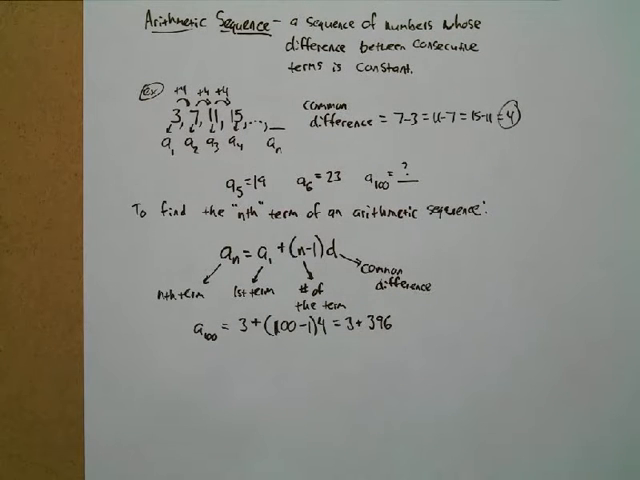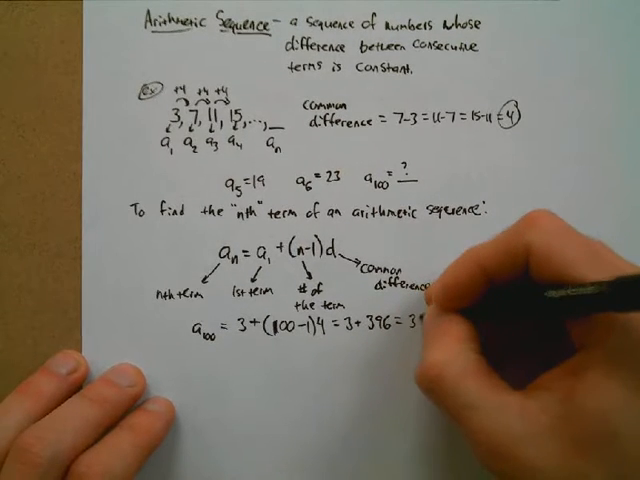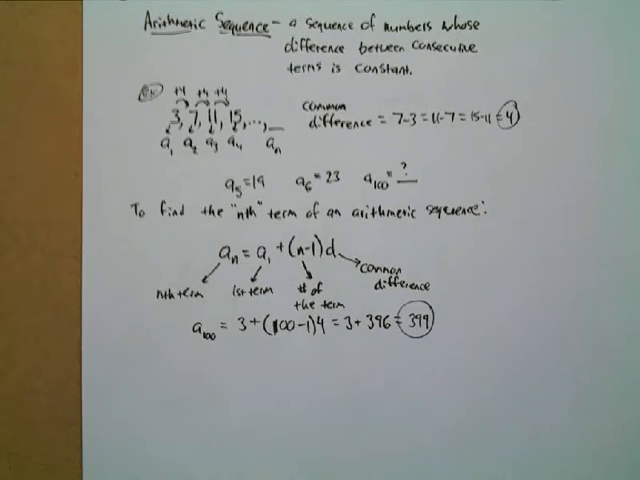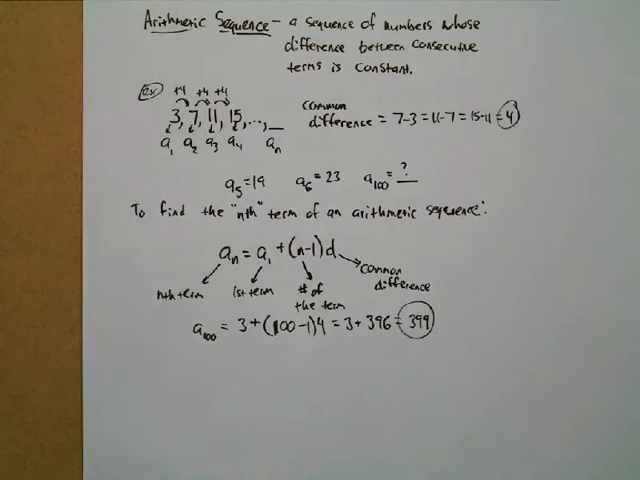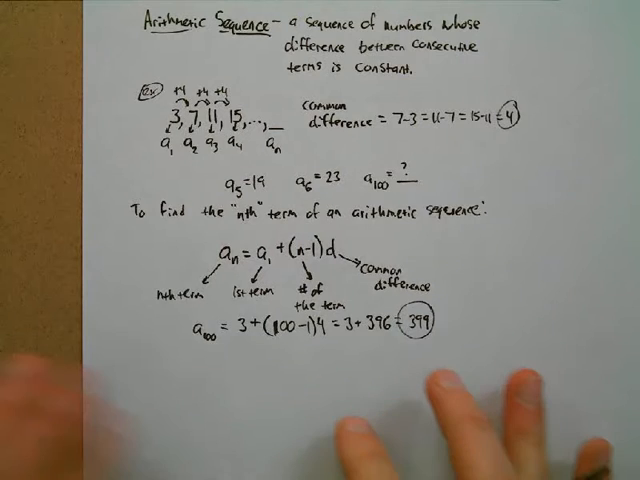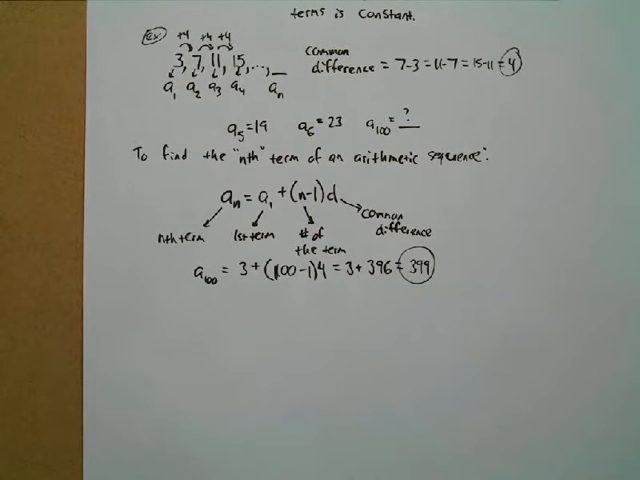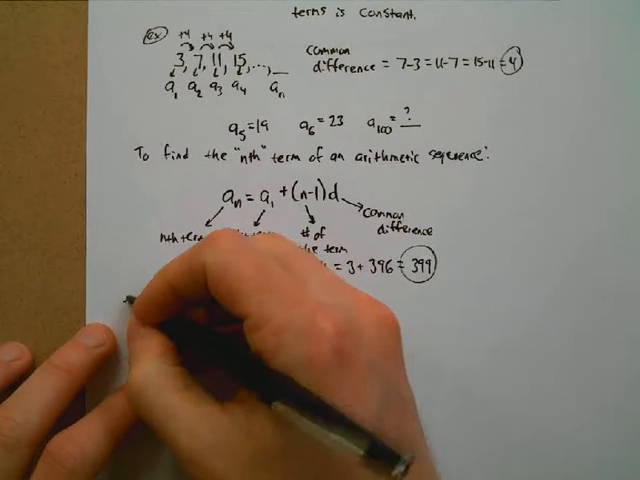Okay. So there's the 100th term. And of course, that's one way to do it. If we wanted to find the 500th term or the 1000th term, we could keep going this way. We could also just write an equation for the nth term of the sequence.